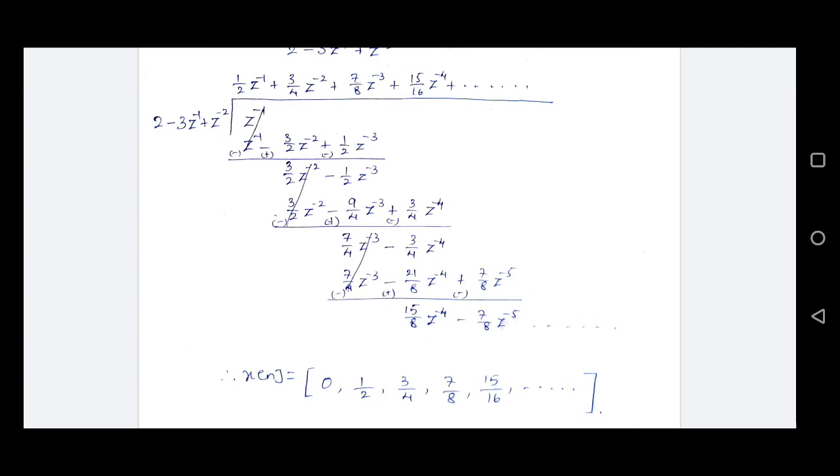The constants associated with each of these powers will be the sample in the discrete time sequence at that position. For example, there is no constant in this power series expansion. Therefore, the value associated with n equals 0 will be 0. Next, half, 3 by 4, 7 by 8, 15 by 16 and so on. This is the discrete time sequence obtained as the inverse Z transform by applying the power series expansion method.